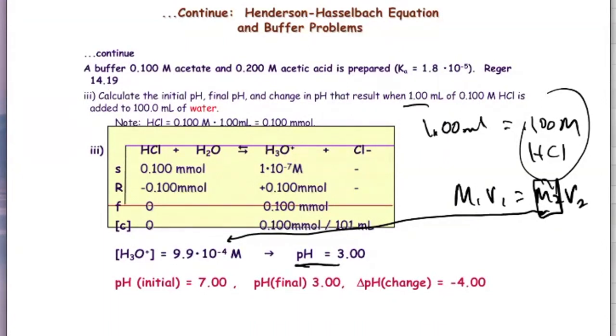What I want to illustrate here is that we had an initial pH of 7. Because it's not a buffered solution, we have a final pH of 3. So the difference in pH is -4. It dropped 4 pH units because it wasn't buffered. Okay.